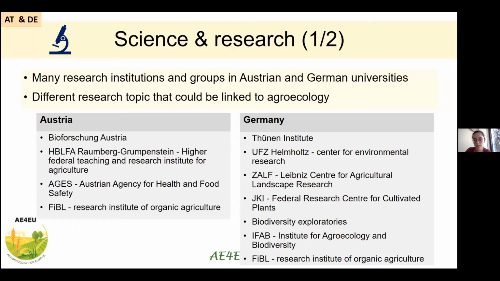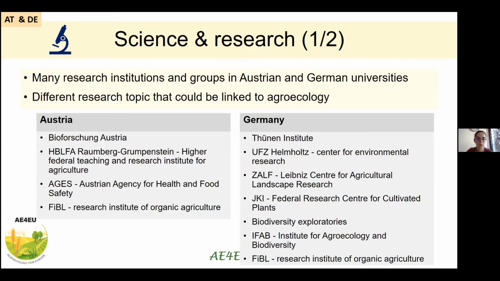Next, we'll go to the science pillar. Key informants could name many institutions and research groups in Germany and Austria. You can see here a list of different research institutions in the tables. They all are working on agroecology-related topics such as biological control, organic farming practices, agroecological practices, biodiversity conservation, agriculture under climate change, or the evaluation of agri-environmental schemes.